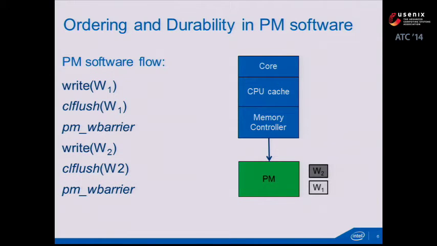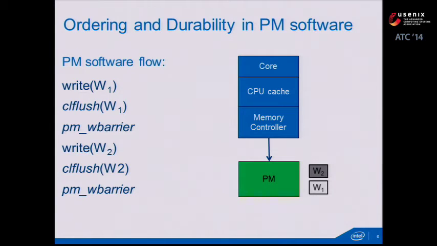Similarly, with the writes in W2, it can follow the same steps to make the writes in W2 persistent and achieve the desired ordering and durability. This is a very simple model, and there's a reason why we chose to go with such a simple model, which is described in the paper. But there are several things that can go wrong here.